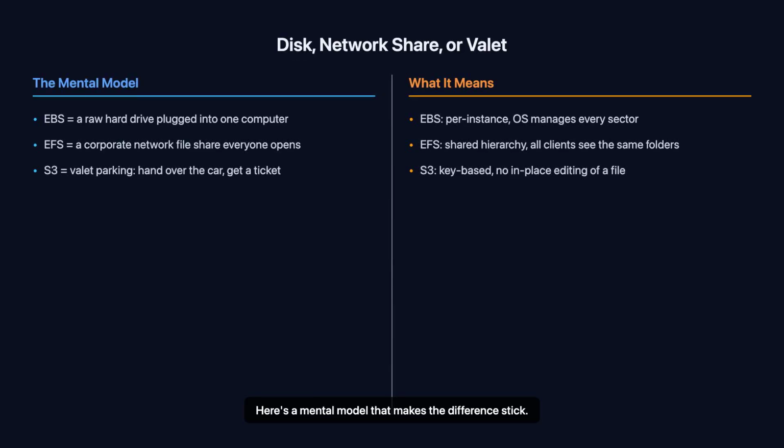Here's a mental model that makes the difference stick. EBS is a raw hard drive plugged into one computer. The operating system manages every sector, and it belongs to that one instance. EFS is a corporate network file share. Multiple employees open the same shared cabinet, and everyone sees the same folder hierarchy. And S3 is valet parking. You hand over your car and get a numbered ticket. You can't wander the lot or change a tire in place, but you can retrieve or replace the whole car instantly with that ticket. That last point is why S3 can never replace a file system. There's no editing a file in place, only swapping the whole object.